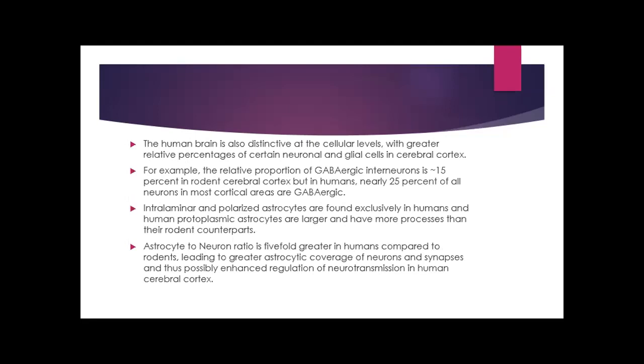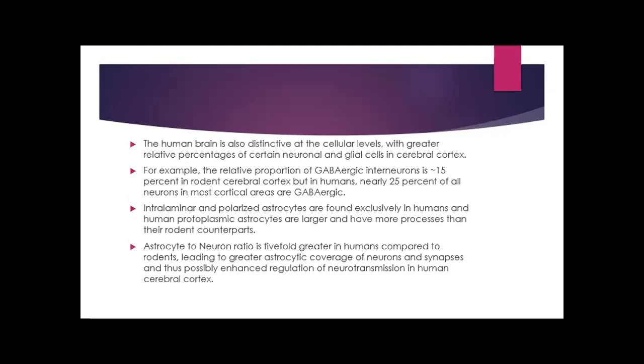The human brain is also distinctive at the cellular levels, with greater relative percentages of certain neuronal and glial cells in cerebral cortex. For example, the relative proportion of GABAergic interneurons is approximately 15% in rodent cerebral cortex, but in humans, nearly 25% of all neurons in most cortical areas are GABAergic.